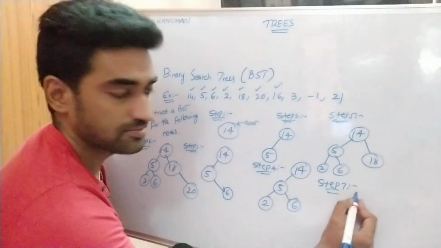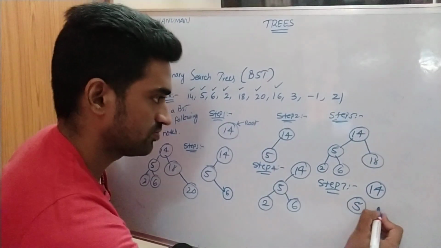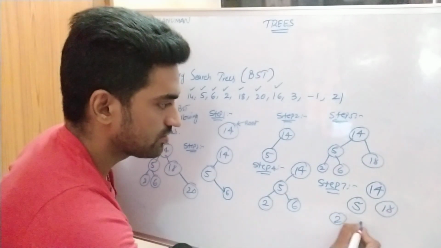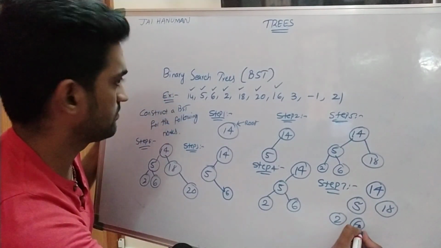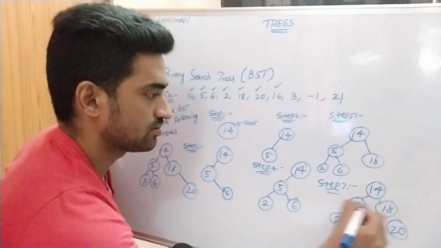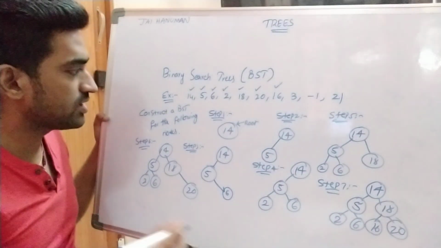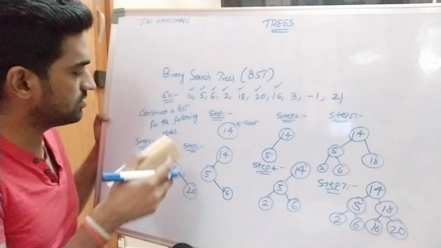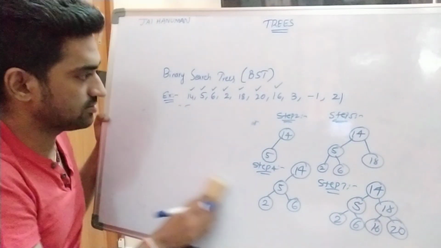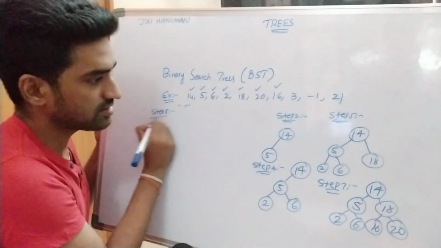So now the tree becomes 14, 5, 18, 2, 6, then 16, 20. Right? So what is the next inserted element? 3. So here, step 8. What is the next inserted element?